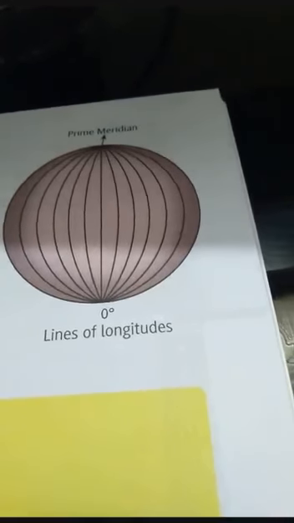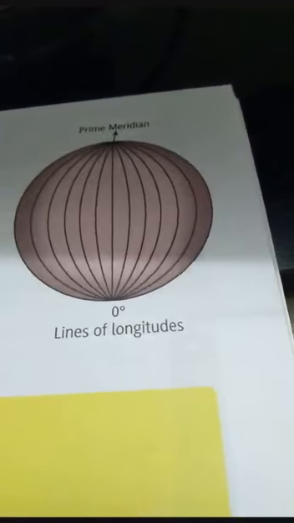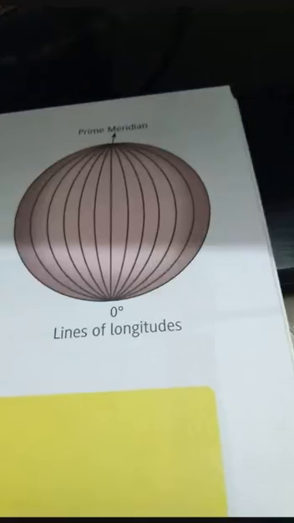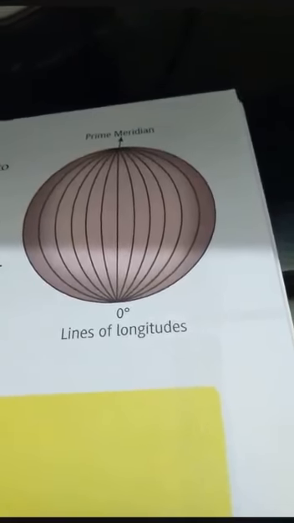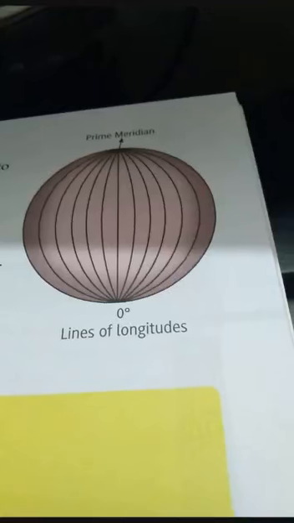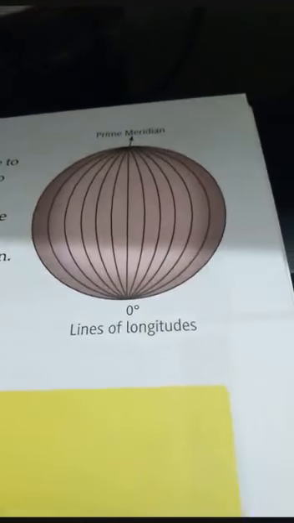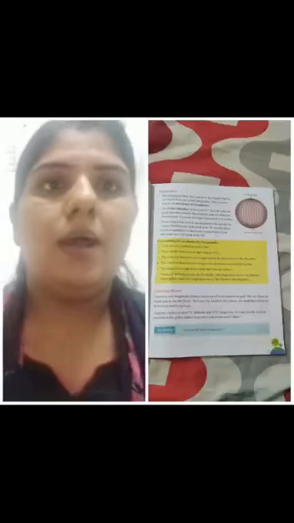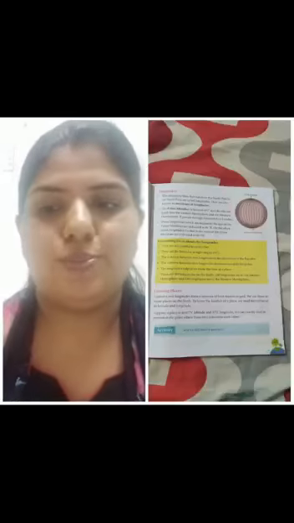Longitudes help us to know the time at a place, and there are 360 longitudes on the earth. 180 longitudes are in the eastern hemisphere and 180 longitudes are in the western hemisphere. This one is the eastern and another one is the western hemisphere. Now we'll learn about longitudes through our course book.